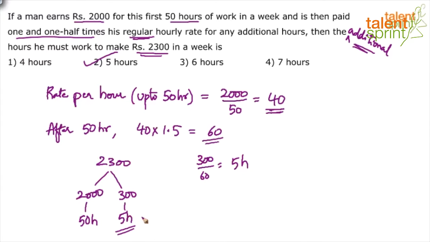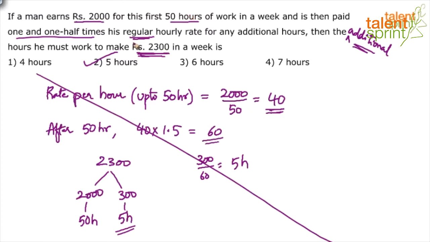And you can actually do this mentally. You don't have to put pen on paper for this one. Okay, simple. 2,000 rupees for 50 hours. So each hour he gets 40 rupees. And that in fact is not needed, because out of 2,300 rupees, obviously 2,000 rupees is for the first 50 hours. He is getting extra 300 rupees. We know that 2,000 by 50 is 40 rupees per hour.